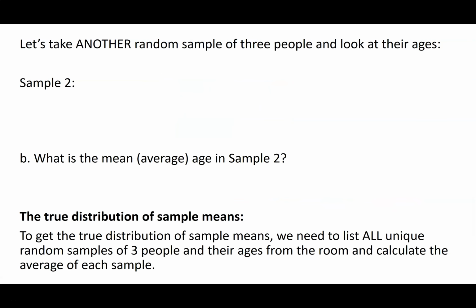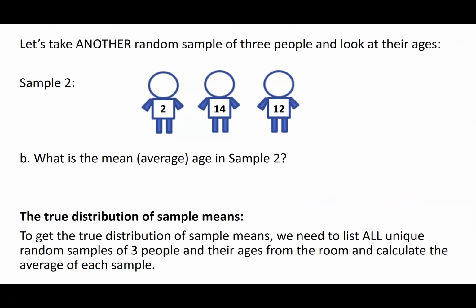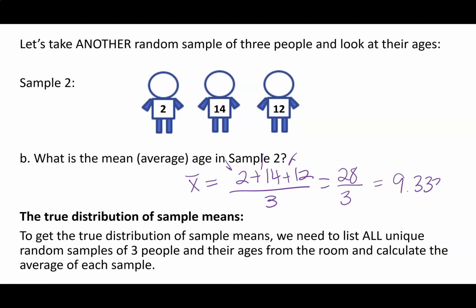Another random sample of 3. So this time I got the 2-year-old, the 14-year-old, and the 12-year-old. So I can calculate the sample mean for these 3. So I'm going to average these 3. All the ages added together, divided by the number of them, there are 3 of them. So I'm going to get, let me see, 16, 28, 28 divided by 3. So 9.333.